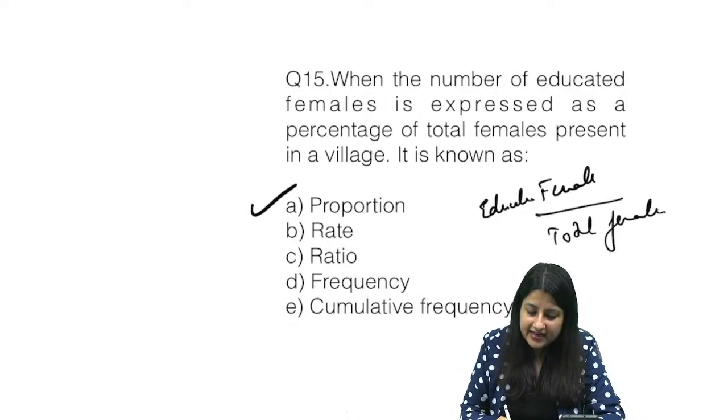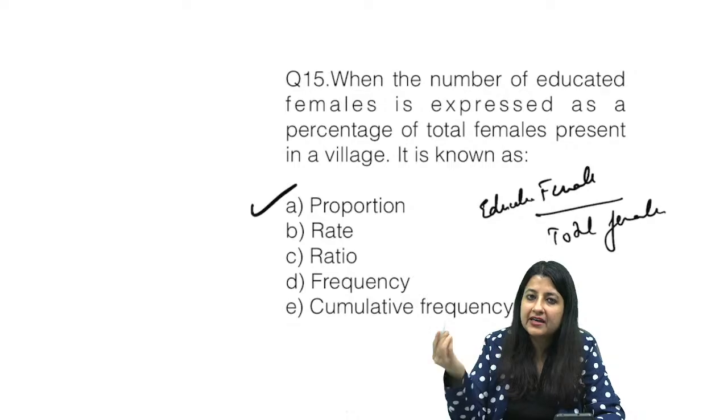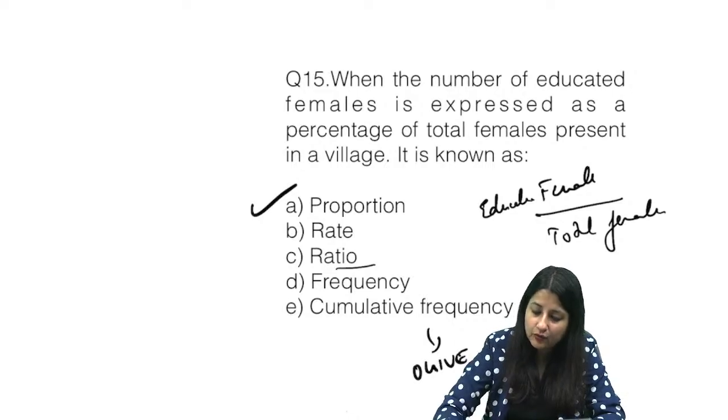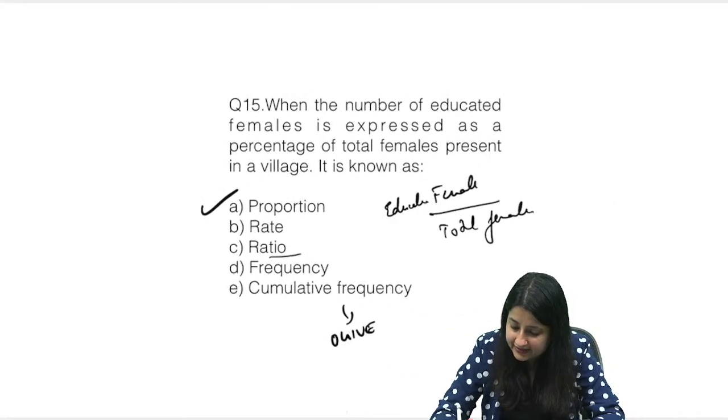All right. Rate: ratio where the numerator is part of the denominator, multiplied by 1000. Ratio: the numerator is not a part of the denominator. Frequency is incidence and prevalence. Cumulative frequency is a constant increase. Okay, this is represented by an ogive. Okay, going to the next MCQ, everybody.